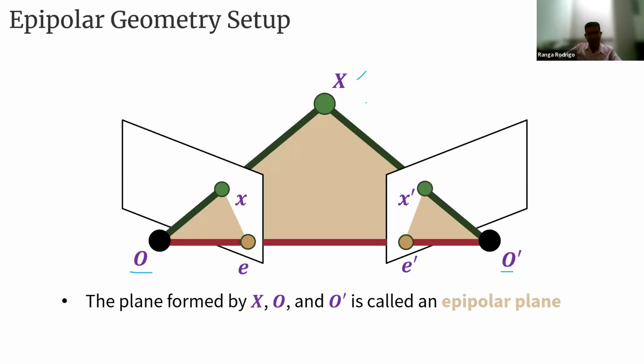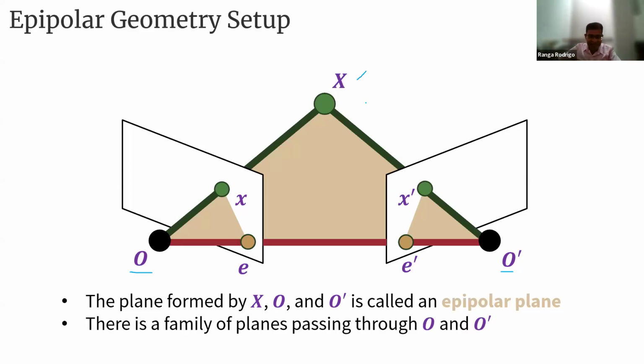This is called the epipolar plane for that particular 3D point and the two camera angles. So you can see when you move capital X up and down, this triangle also moves like that, right? That's why this is a family of planes passing through O and O prime.